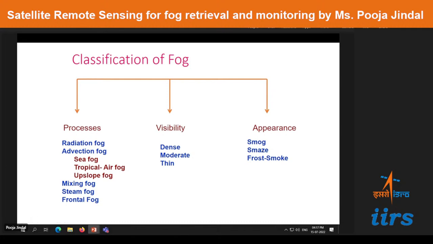Now coming to the classification of the fog. Fog can be classified into various types depending on the process of formation, depending on the visibility, as well as depending on the appearance. Depending on the process of formation, we have 5 major types: radiation fog, advection fog, mixing fog, steam fog, and frontal fog. Depending on the visibility, we have dense, moderate, and thin fog. And depending on appearance, we have smoke, smaze, frost smoke. Now we will discuss briefly each type of the fog.